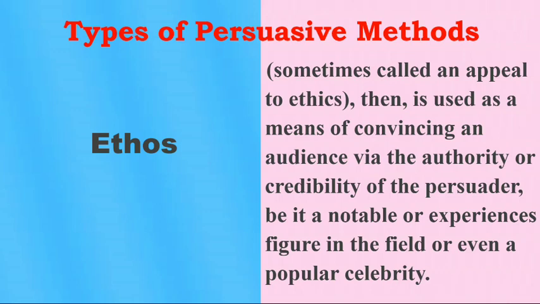Types of persuasive method. The first is ethos, sometimes called an appeal to ethics. Ethos is used as a means of convincing an audience via the authority or credibility of the persuader or the person whose speech it is, be it a notable or experienced figure in the field or even a popular celebrity.